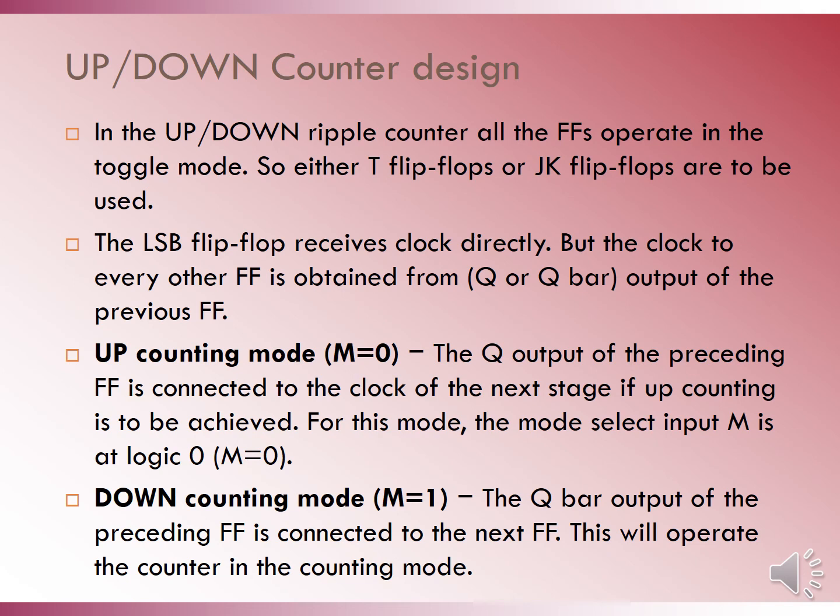So we go ahead with the up-down counter design. We are going to use flip-flops depending upon the number of count stages we require, and all the flip-flops will act in the toggle mode. That means we are going to use either T flip-flops or JK flip-flops. The LSB flip-flop will receive the clock directly, but the other flip-flop stages will receive the clock from the previous stage. For up mode, it will get the clock from the Q output of the preceding stage, whereas for the down mode, the Q bar output of the preceding flip-flop will be connected to the next stage.